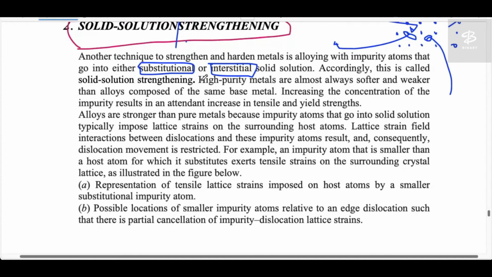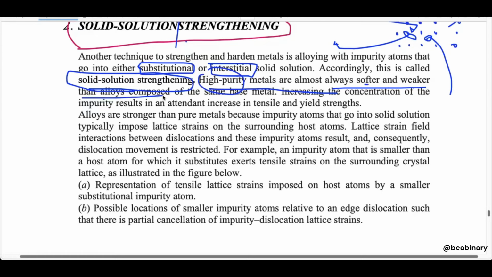So this is what we call solid solution strengthening. It means you are introducing some impurities, which is a kind of alloying. You are mixing in, inserting some other impurities. High purity metals are almost always softer and weaker, as you can see. If they are pure, they are softer and weaker. Then the alloys: alloys means they have incorporated some other metal or other atoms.